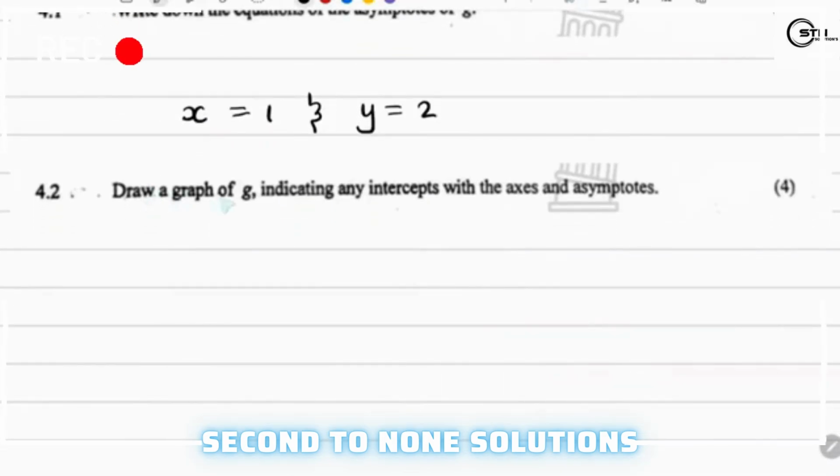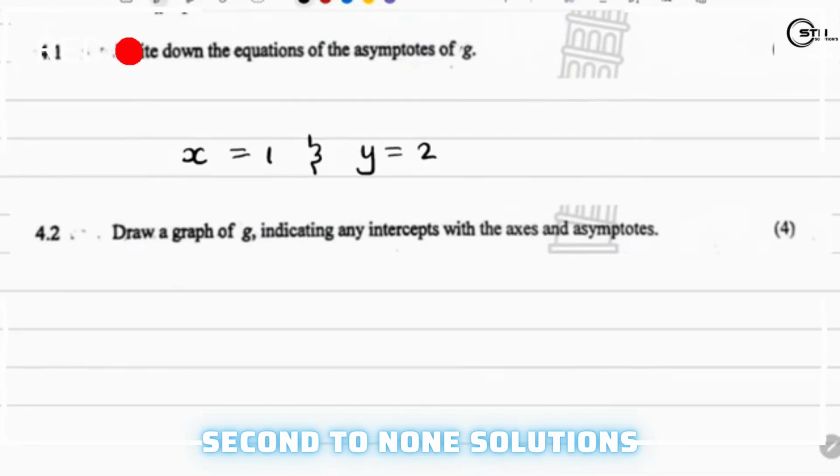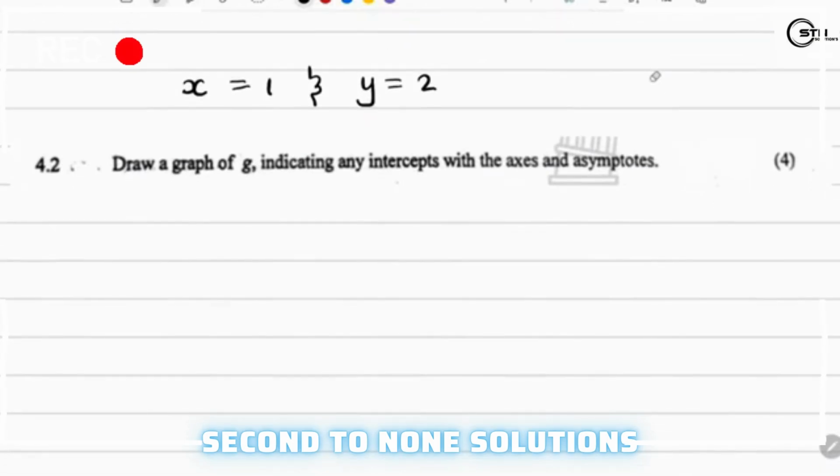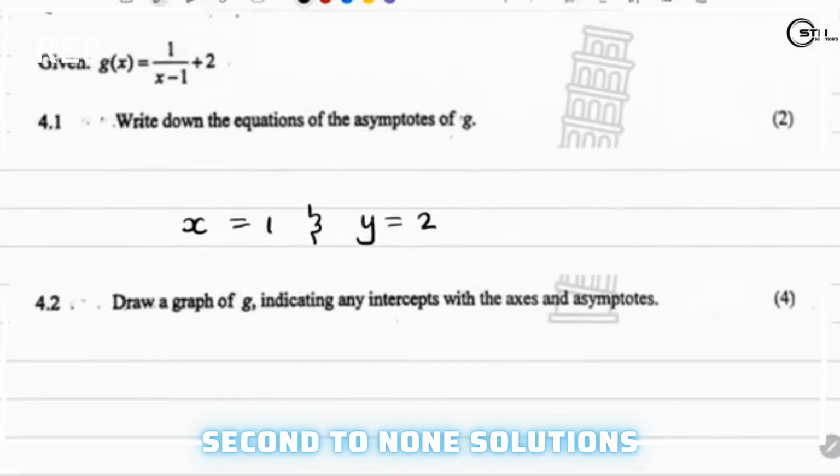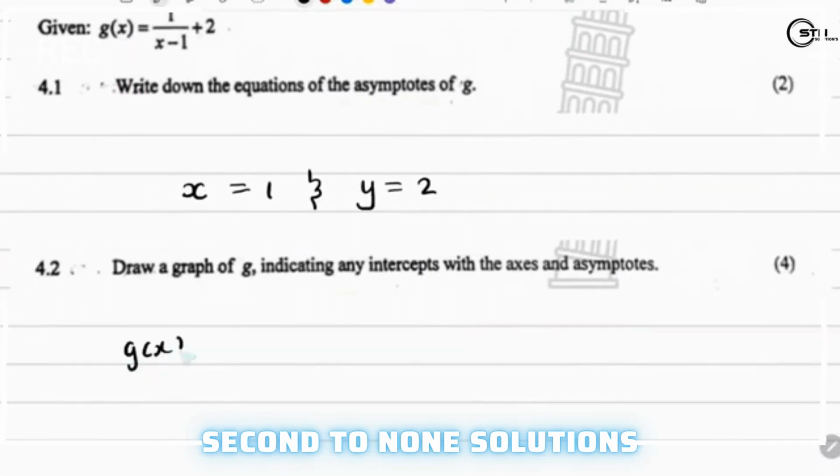4.2 says, draw the graph or a graph of g indicating any intercepts with the axes and the asymptotes. So we already have the asymptotes. To draw the graph, we just need our intercepts. So let's go ahead and find those. Our equation is g of x is equal to 1 over x minus 1 plus 2.